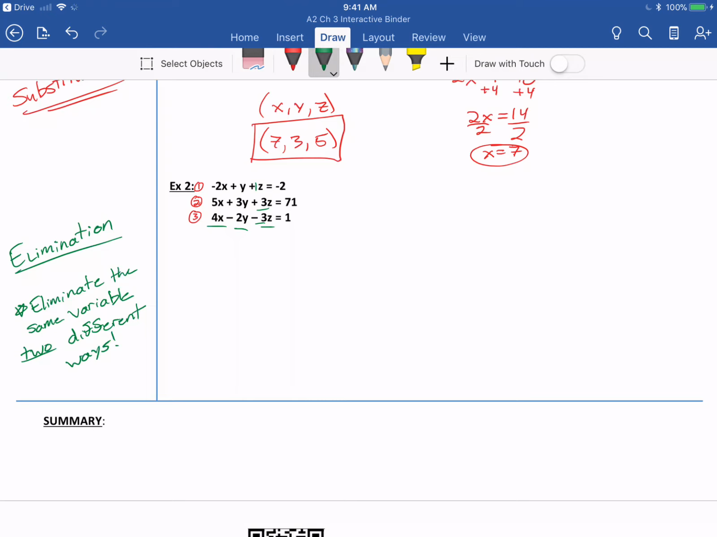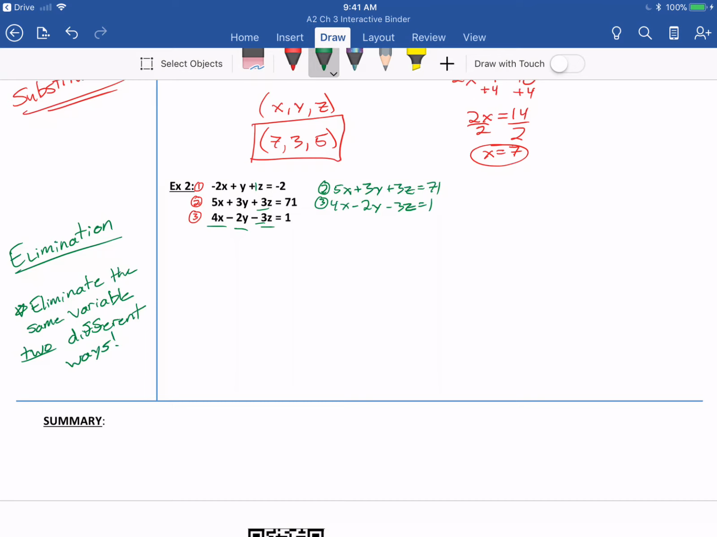So first of all, I'm going to take my second equation and my third equation and add them straight down. So I get 5x plus 3y plus 3z is equal to 71. Hopefully I have enough room here to write all this out. Leave yourself some room. So now I have 4x minus 2y minus 3z is equal to 1.